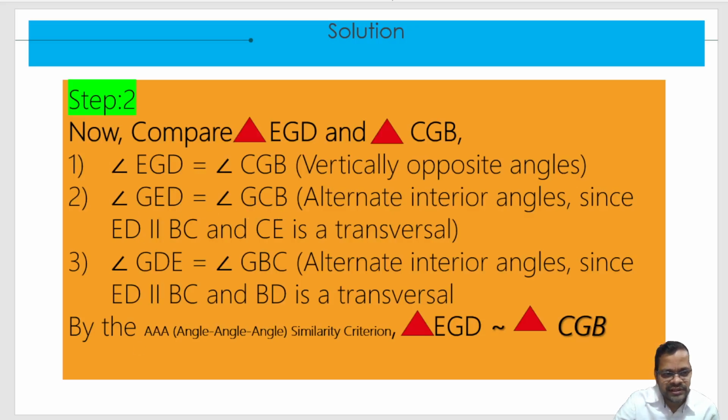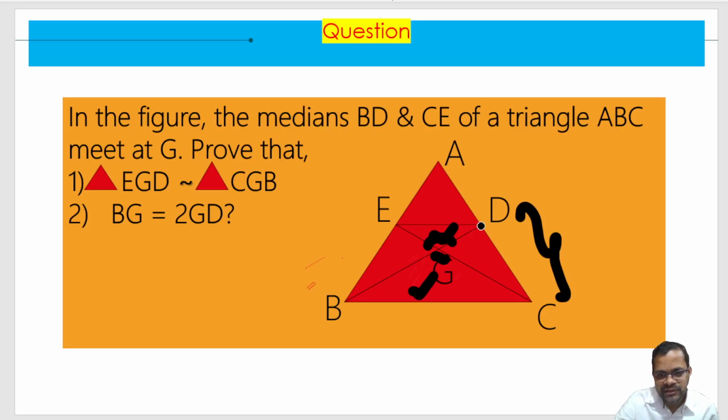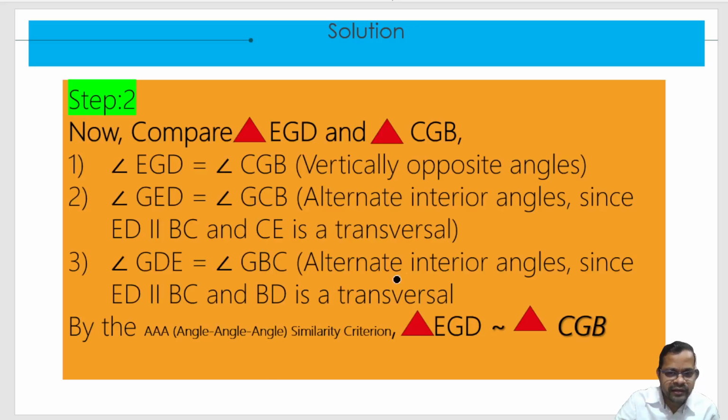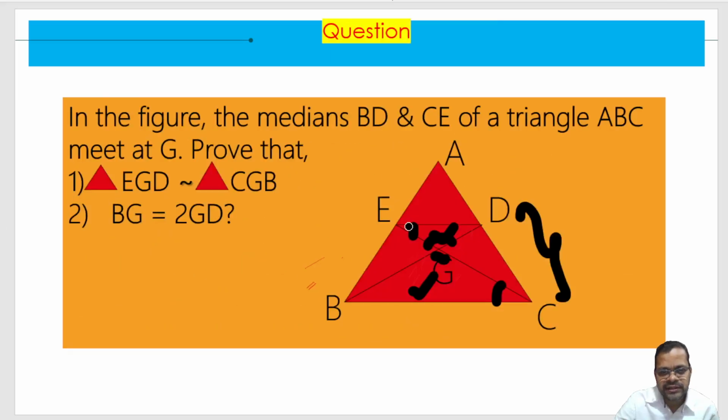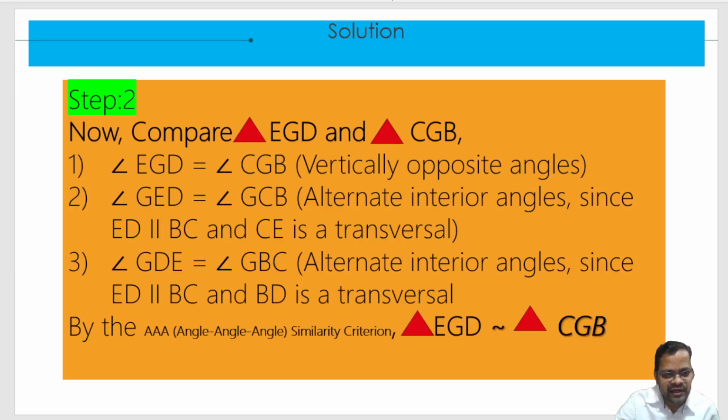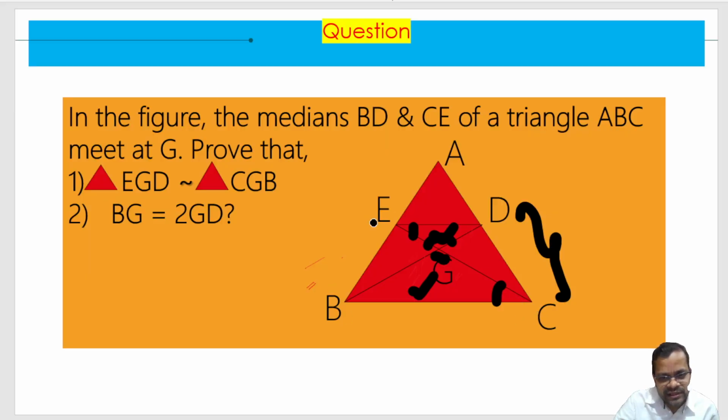Then angle GED is equal to angle GCB. Yes or not? Why is that? Yes, because these are alternate interior angles. Since ED is parallel to BC and CE is a transversal, then the alternate angles are equal. So this is something like this.